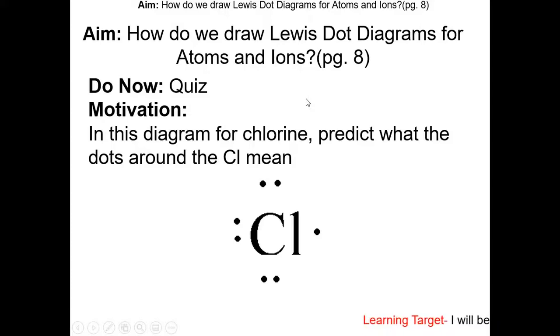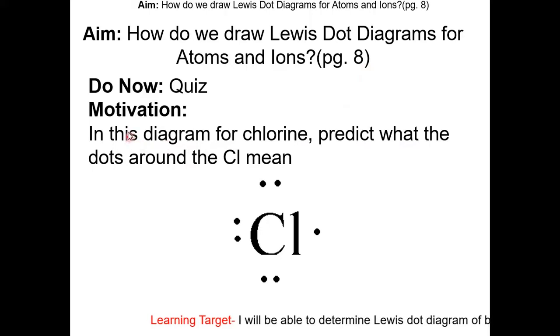This is my third video lesson for the Ionic Bond unit. In this lesson, we'll be learning how to draw Lewis dot diagrams for atoms and ions. So let's go to page 8 in the class packet.